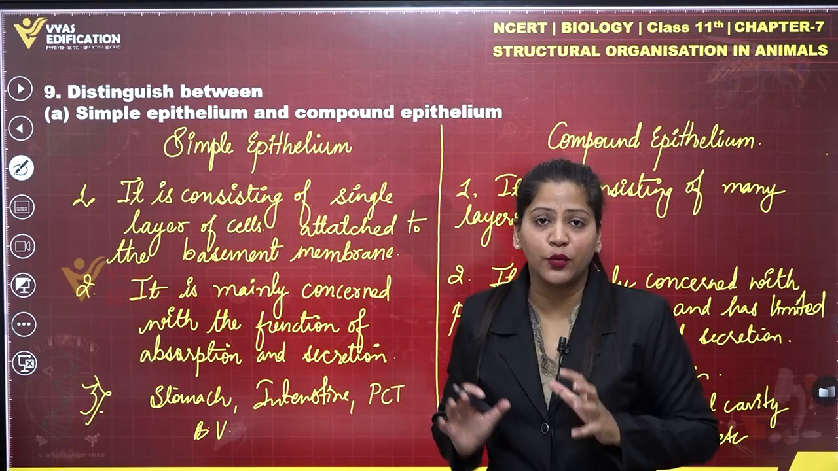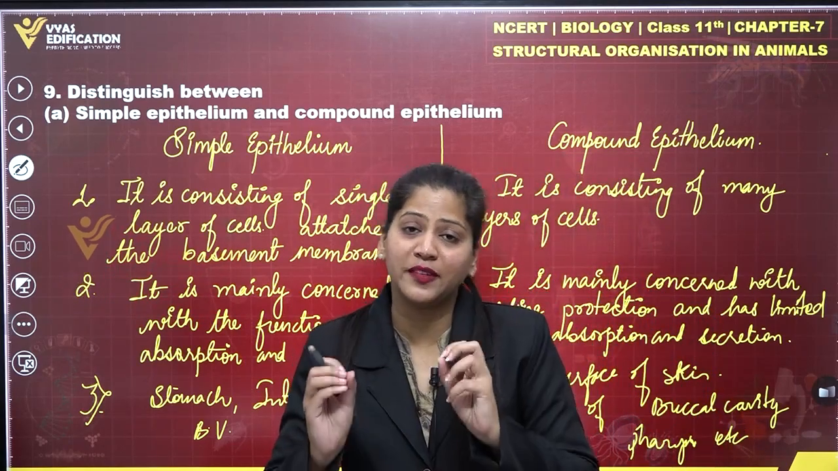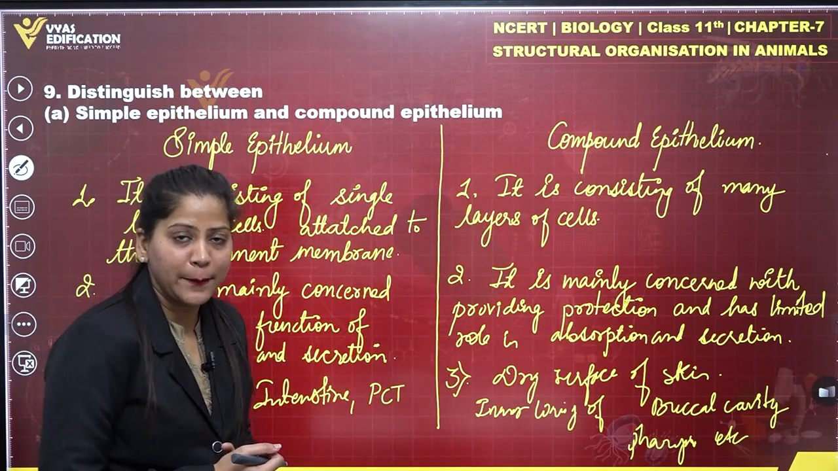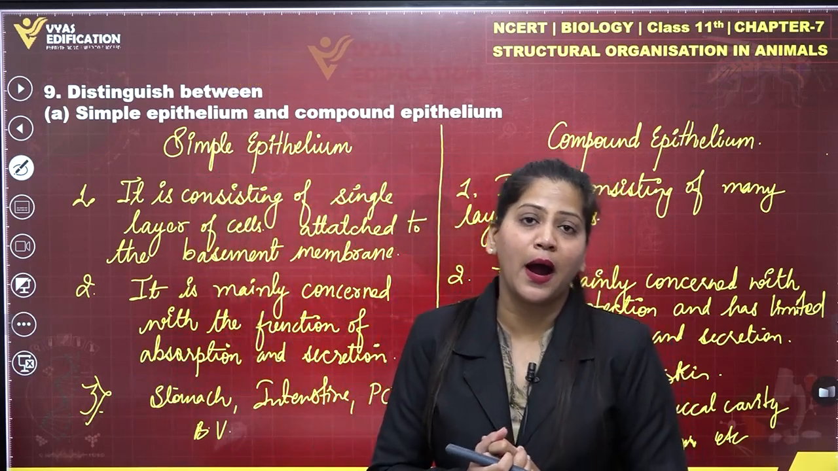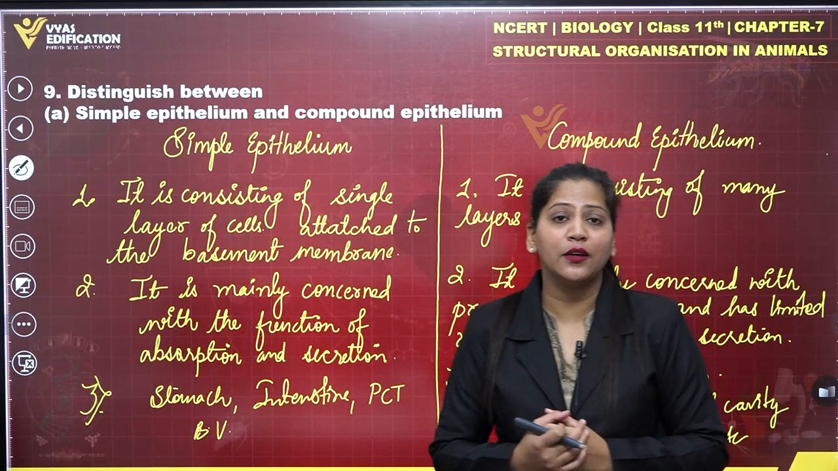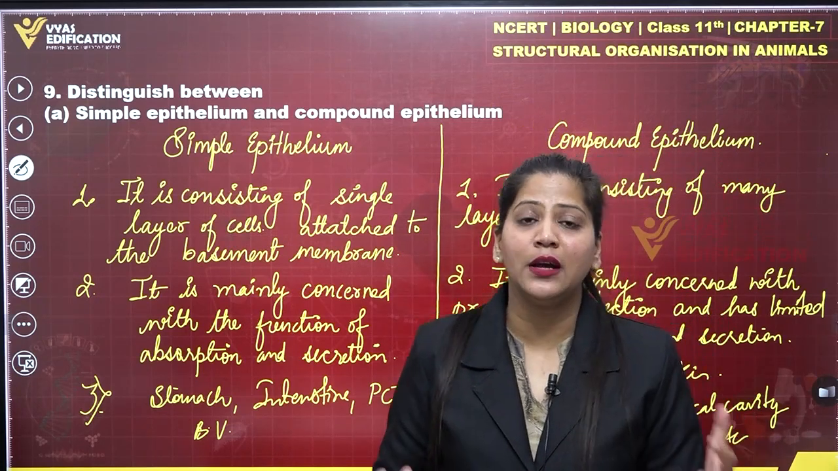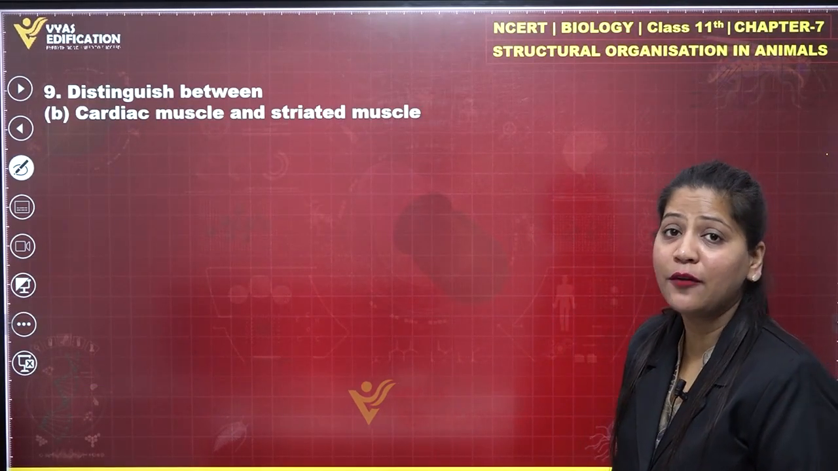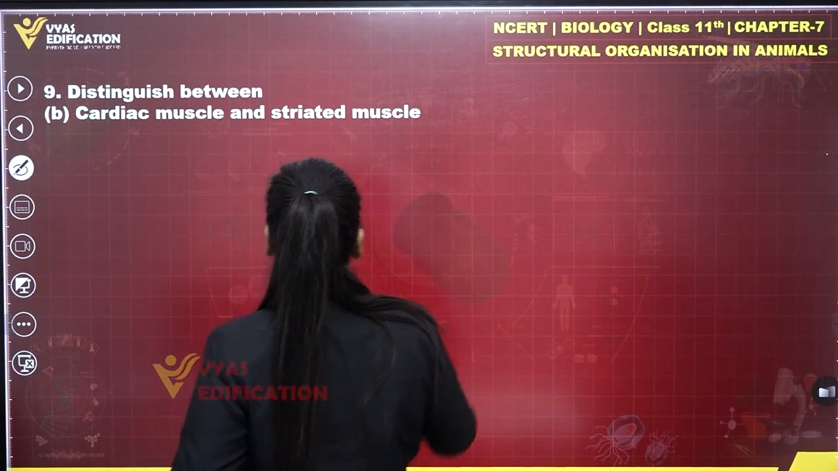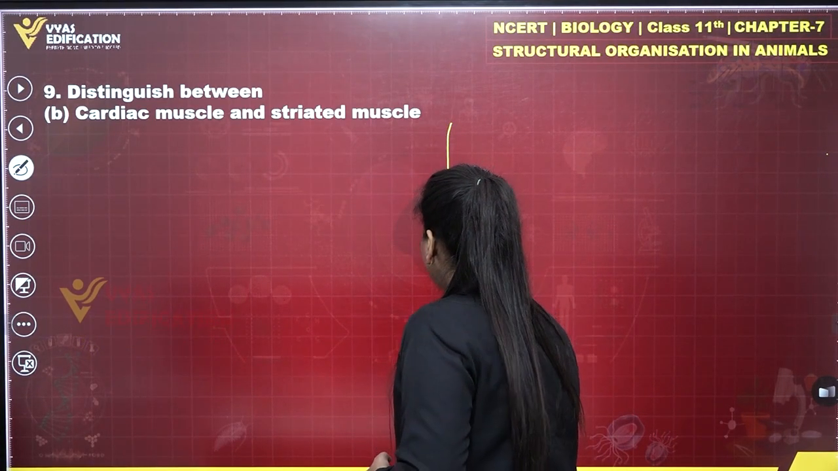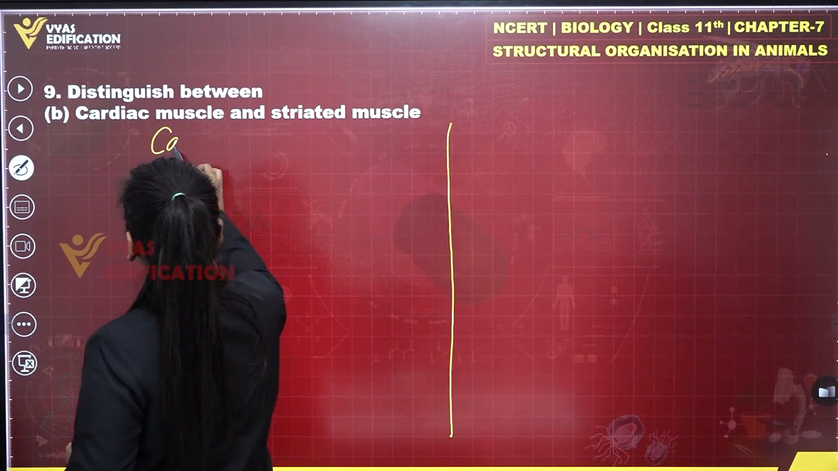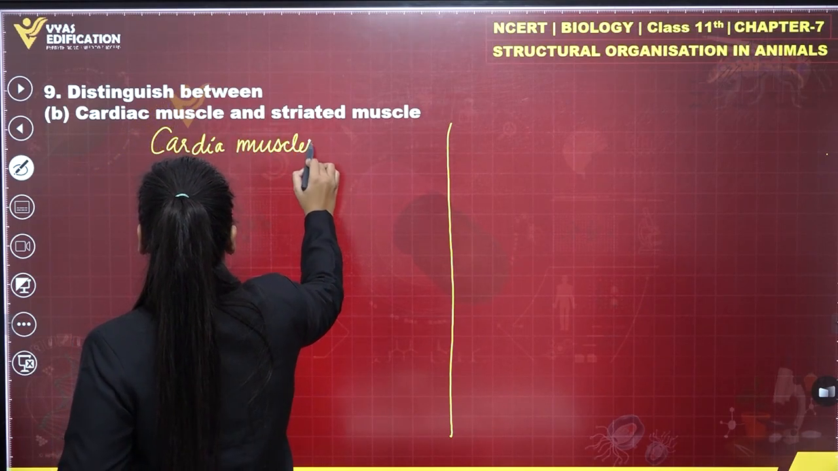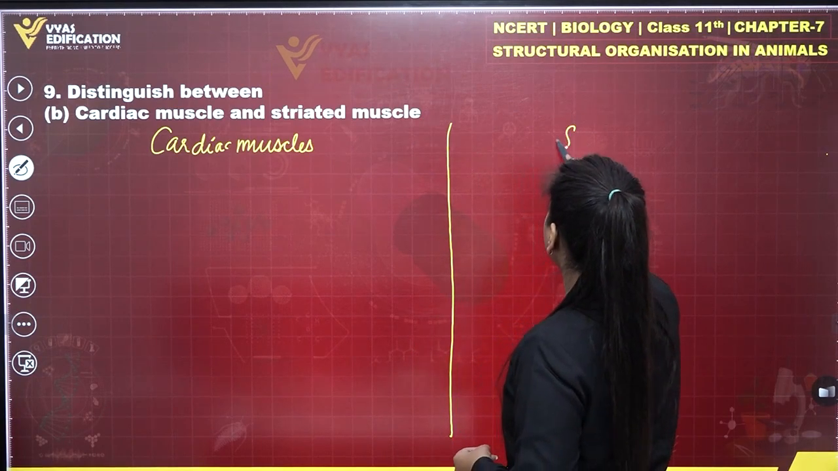We have already distinguished between simple epithelial tissue and compound epithelium. Now moving on to the next part, the B part of the same question, where we have to distinguish between some other terms, right? Here in the second part of question number 9, we have to distinguish between cardiac muscles and striated muscles. Alright, so in the left column we are going to write about cardiac muscles, and in the right column we are going to write striated muscles.